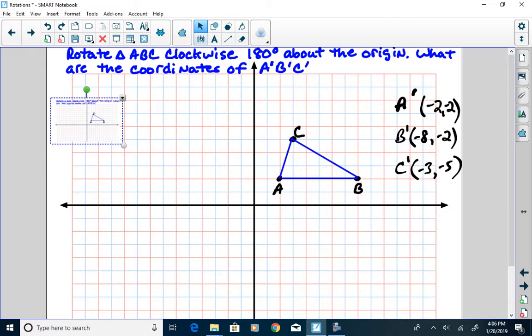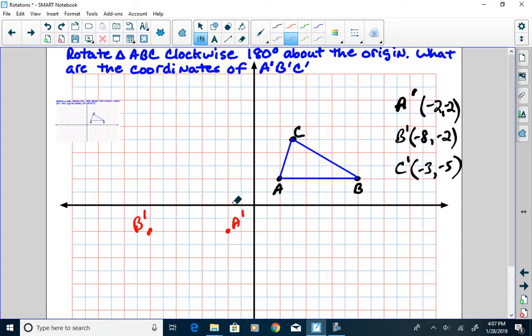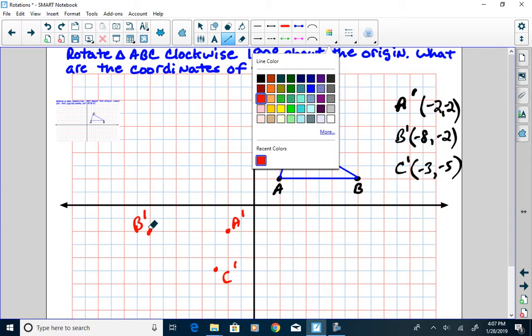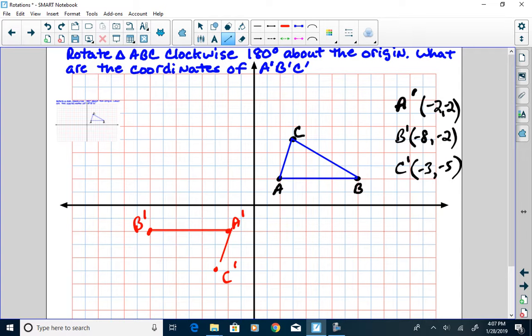Okay, and let's graph our image. So I start with negative 2 and negative 2. It's going to be A prime. B prime is located at negative 8, negative 2. There's my B prime. And then my C prime is located at negative 3 and negative 5. Right, there's my C prime. I want to connect those points using a straight line. Keep it red. Alright, and that's going to be here. It's going to be here. And that's going to be here.